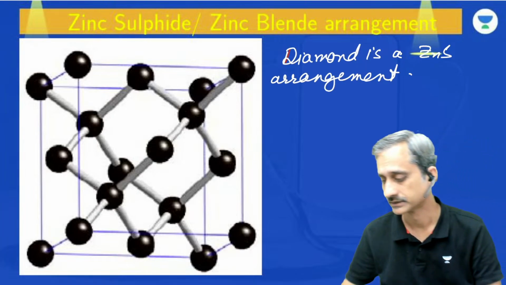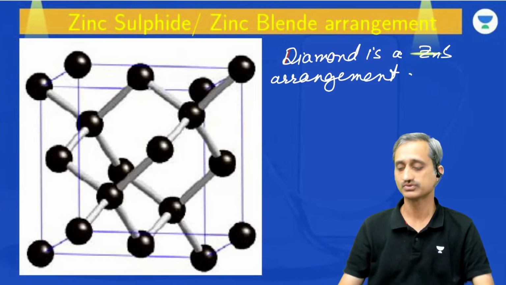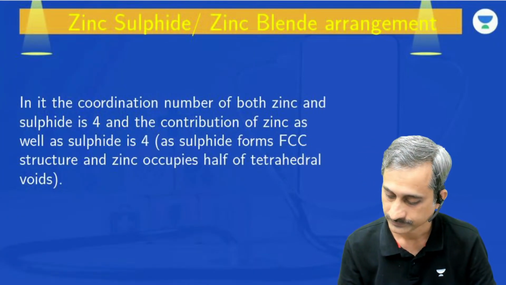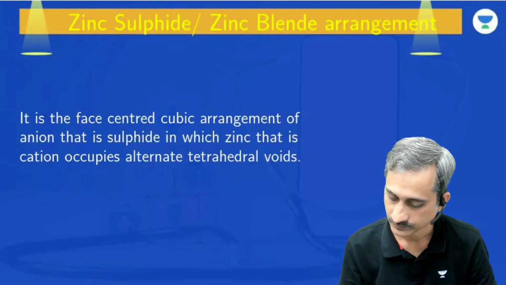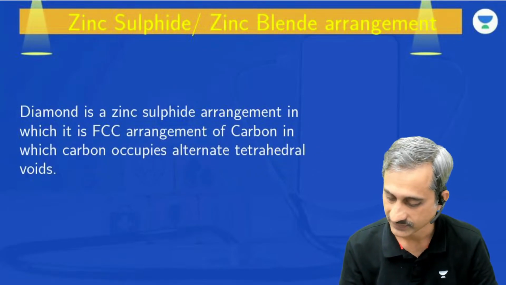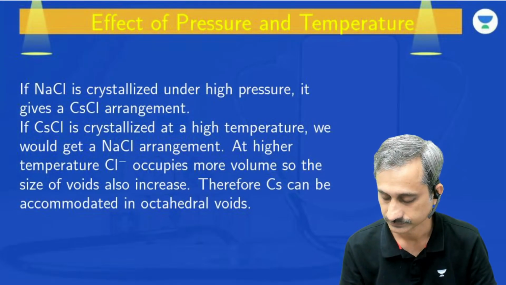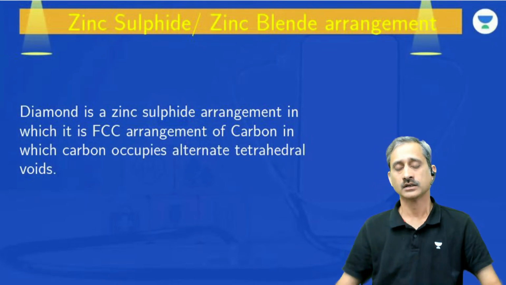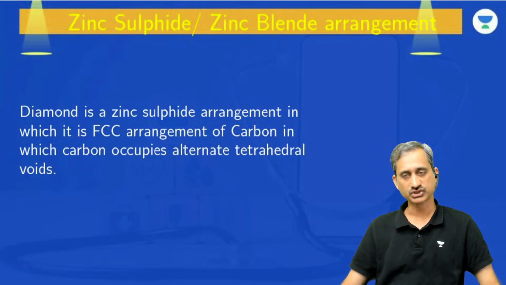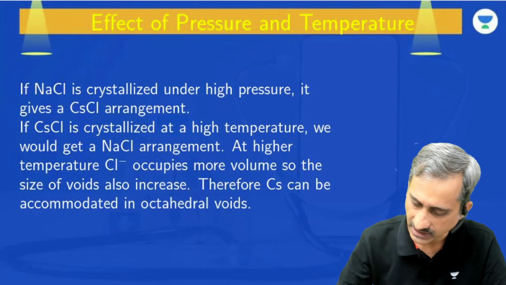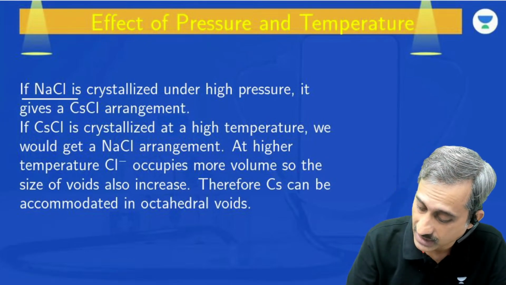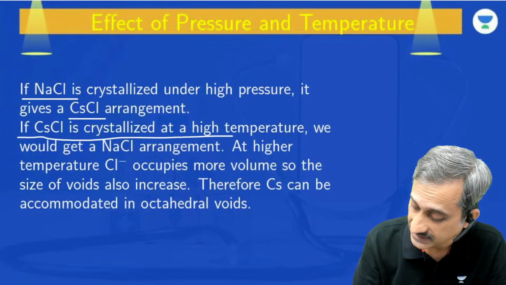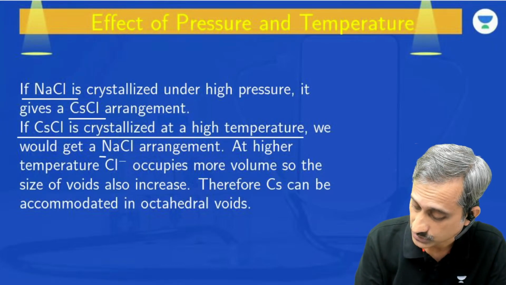Let's begin over it. So diamond is a zinc sulfide arrangement that we need to understand. That's what we have as zinc sulfide arrangement. Now there is a little bit effect of temperature and pressure, and this is what you need to understand: if NaCl is crystallized under high pressure, it becomes a cesium chloride arrangement. And if cesium chloride is crystallized at high temperature, we get a sodium chloride arrangement.